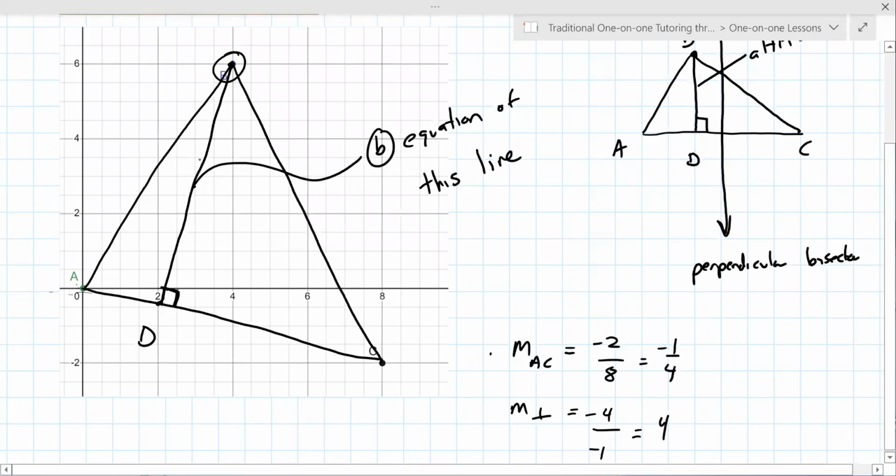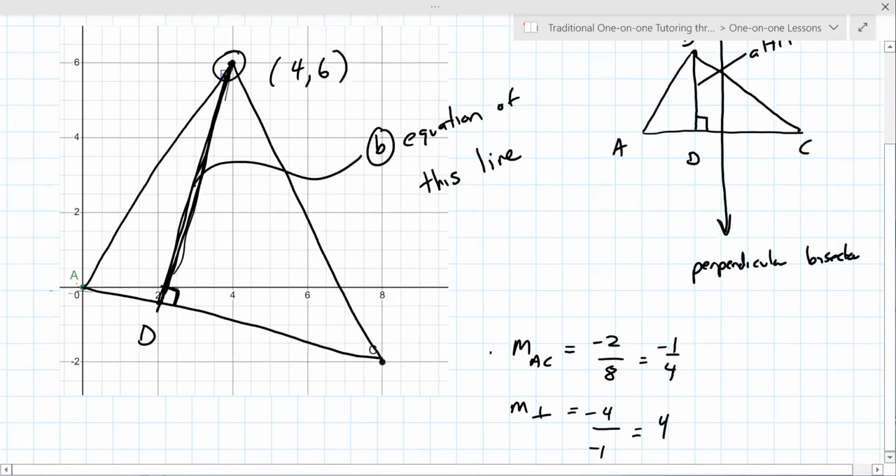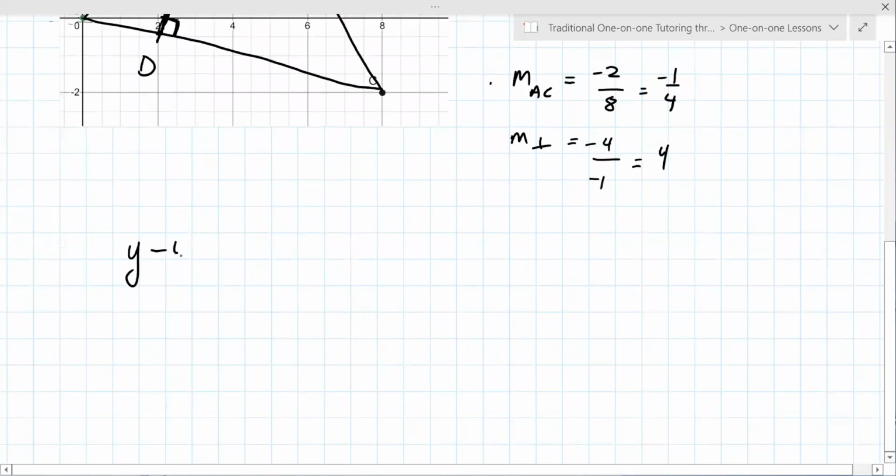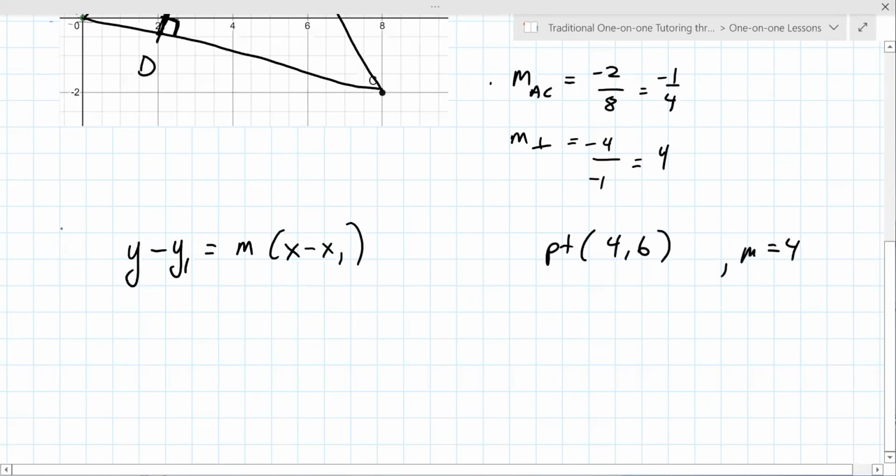So the slope of this line is 4. This line right here from B to D, the slope is 4. That's what we just found. And we need the point, which is (4, 6). So now we can write the equation of this line. We're going to use point-slope form: y minus y1 equals the slope times x minus x1. Your point is (4, 6), and your slope is 4.